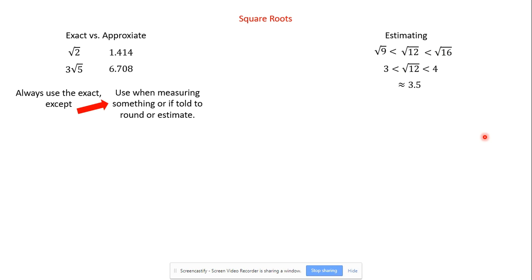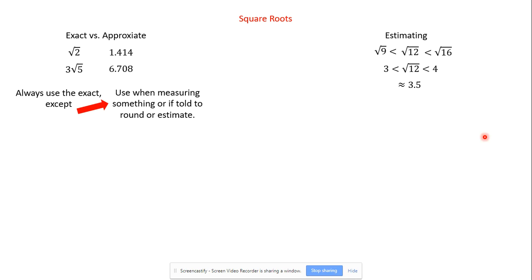Now, when you're estimating, you're not estimating to answer a question on a test or something like that. You're estimating to make sure something horrible didn't go on in the calculation. If you were doing the square root of 12 and you end up with 144, that is not anywhere near 3.5. You want to know about what it's supposed to be at. What happened if you got 144 when you did a square root of 12? Well, instead of square rooting, you accidentally squared it.